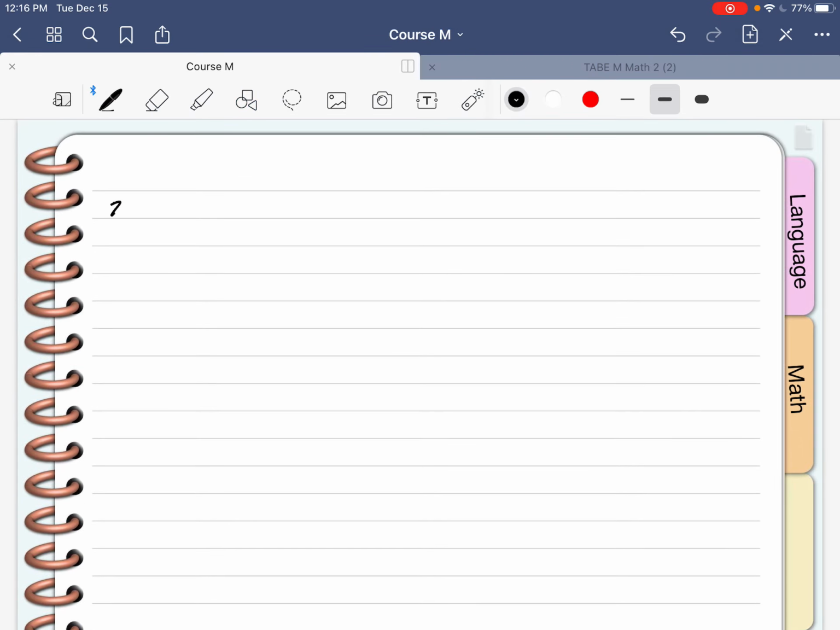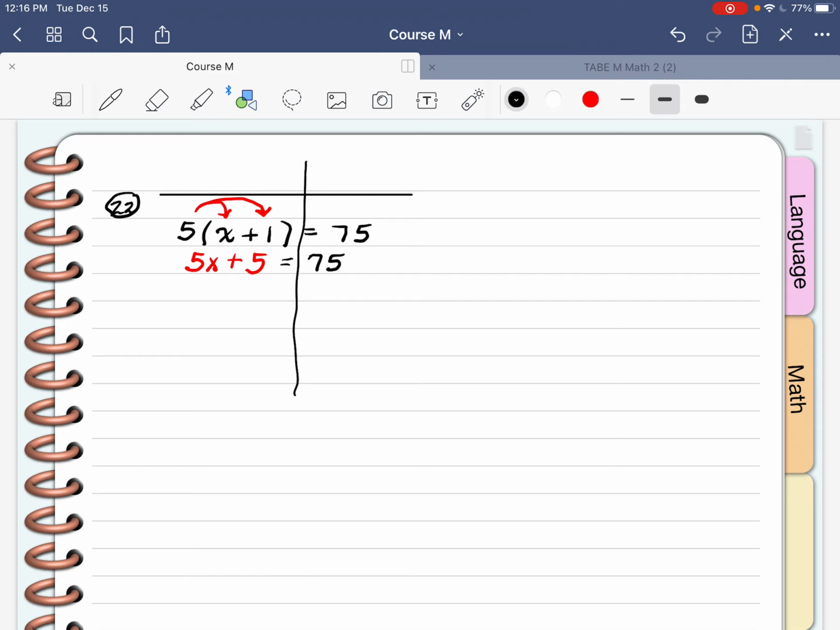Number 22. We have 5 parentheses, x plus 1 parentheses equals 75. Don't draw your power t just yet. We got to get rid of parentheses. So 5 times x, that's 5x. 5 times 1, and that equals 75. Now you can draw that power t.